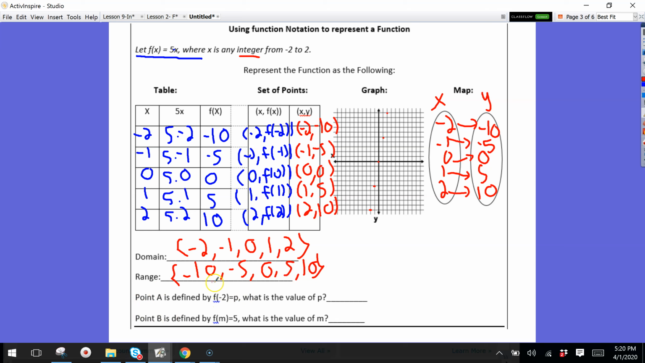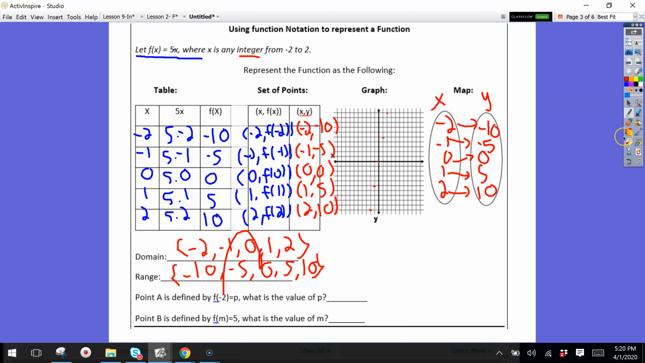Point A is defined by f of -2 equals p. What's the value of p? So we need to find out what f of -2 is. Basically we're trying to figure out the y value when we plug in a -2 for x.